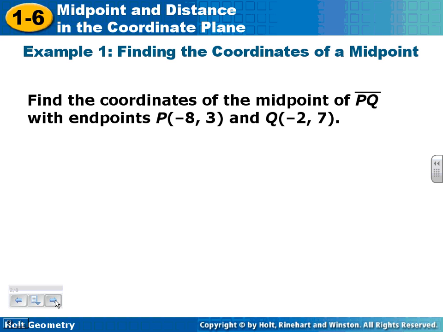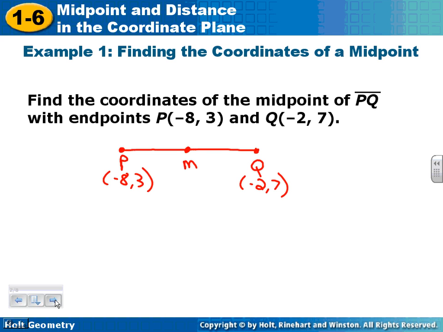So if you look at this next example, find the coordinates of midpoint PQ with endpoints negative 8, 3, and negative 2, 7. Well, I'm going to draw just a little line segment and call this P and this Q, and we'll call the midpoint point M. So P is negative 8, 3 here and Q is negative 2, 7 there.